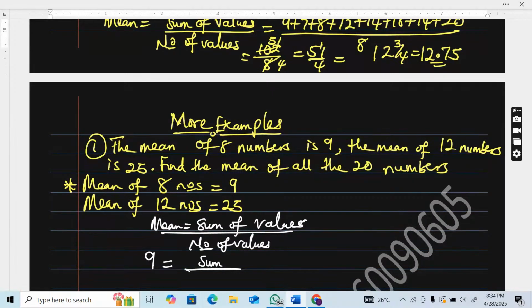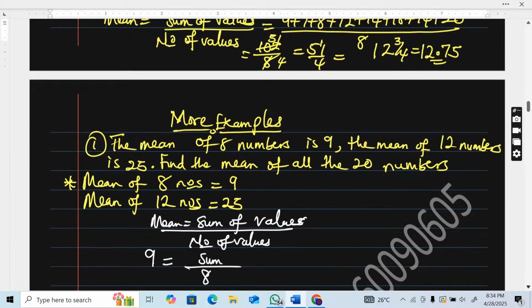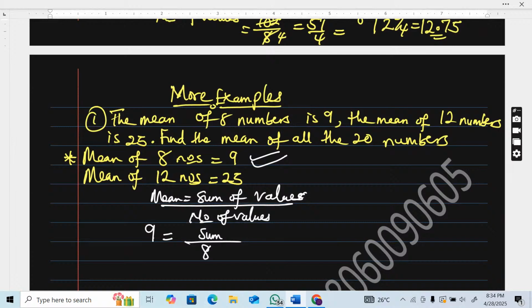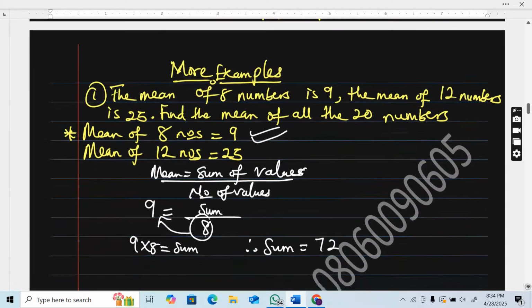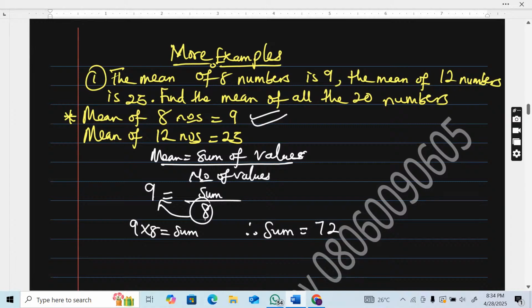Sum over number. Number of values is 8. Now we need to find the sum. Talking about the first one right here, we need to find the sum. So for us to find the sum, 8 is dividing on the right side. You need to move 8 to the left side to multiply. So that will be 9 times 8 is equal to sum. Therefore, the sum is equal to 9 times 8, which is 72. So all the numbers summed up, whose mean is 9, is 72.